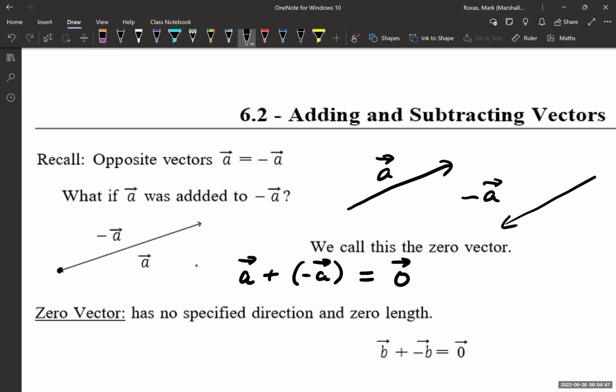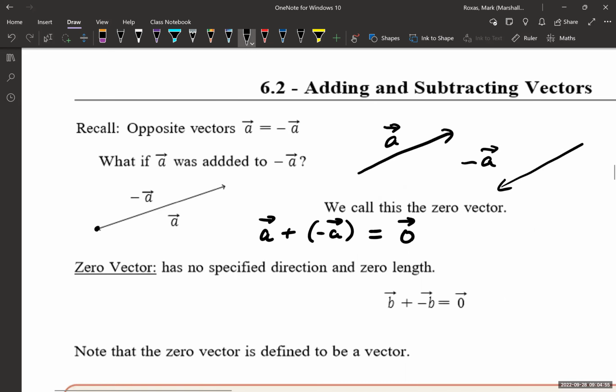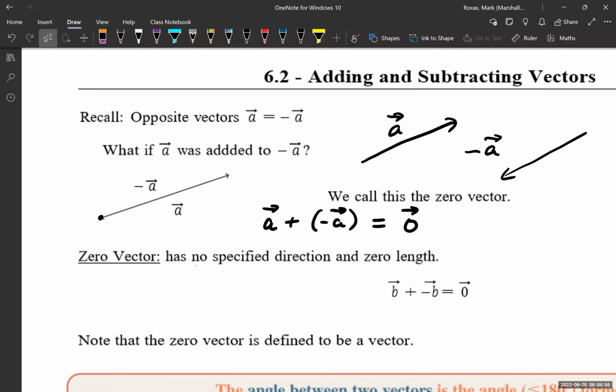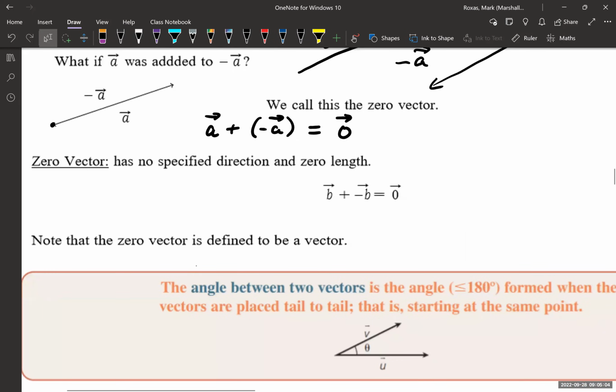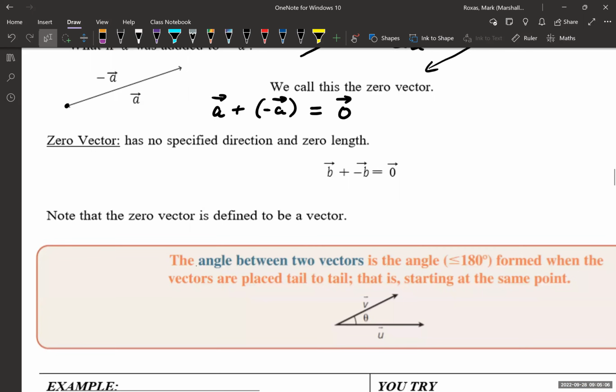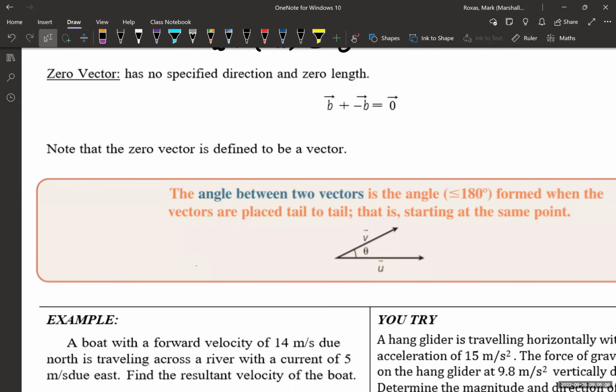Okay, and so the zero vector is still a vector. It's by definition, or kind of arbitrary, so to speak, we say it's a zero vector. Okay, there's no specified direction, no length, but it's still called a vector. Okay, this is how it has to be, and by definition. Okay, so that's that.